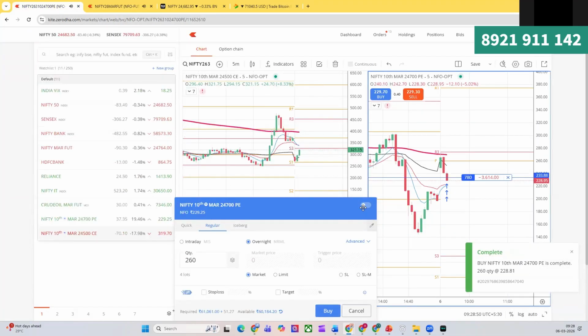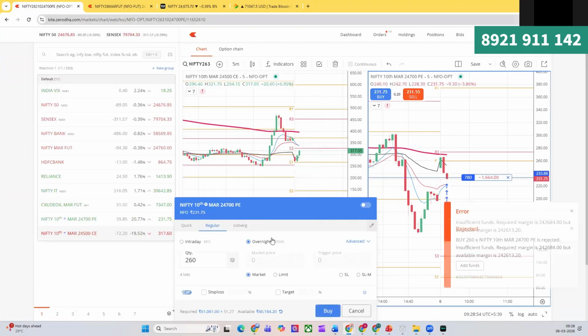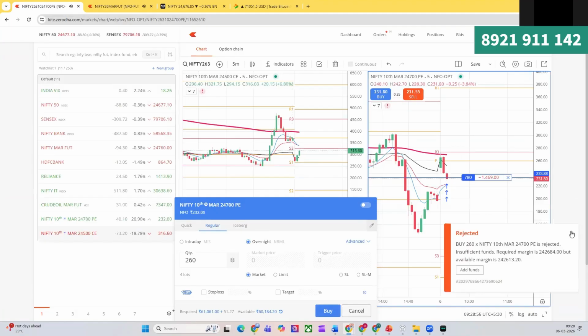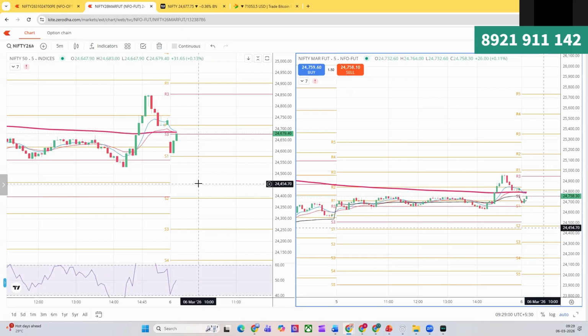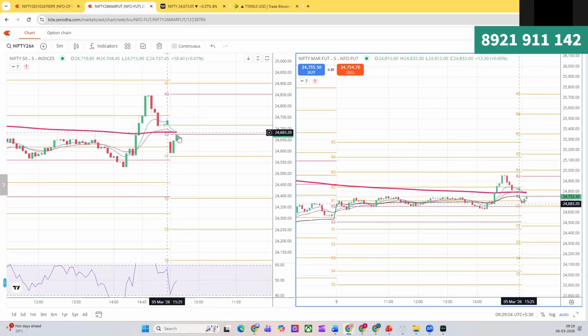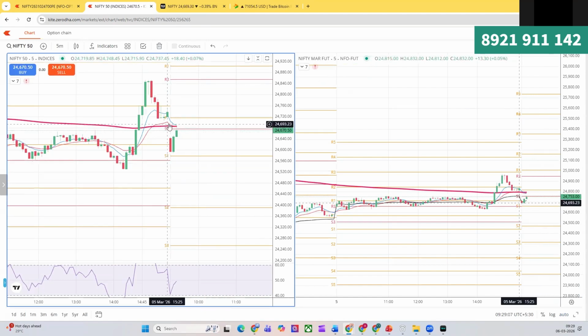Added more here. Added more. We don't have fund. Okay. Yeah. So here, those who waited, now your trade is very clear.